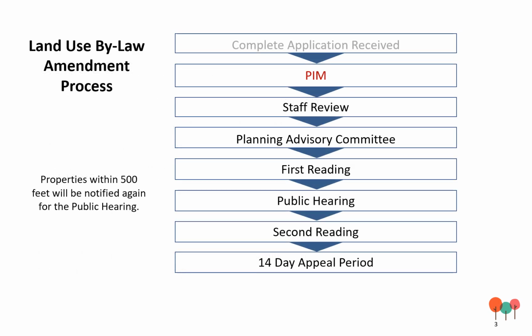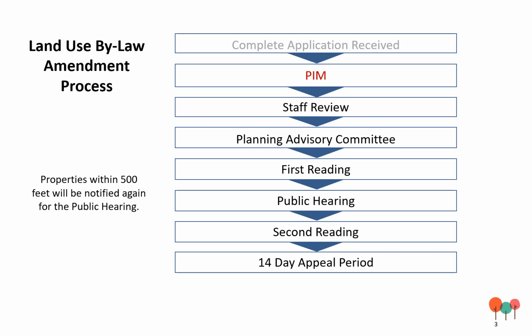So this is the Land Use Bylaw Map Amendment process. We've received a completed application and are now at the public information meeting phase, which is step 1. So we had a meeting regarding the application where we received public comment and concerns and questions. Following that meeting, I undertake a staff review, which includes requesting any additional information from the applicant and referring the application out to all relevant authorities with jurisdiction.